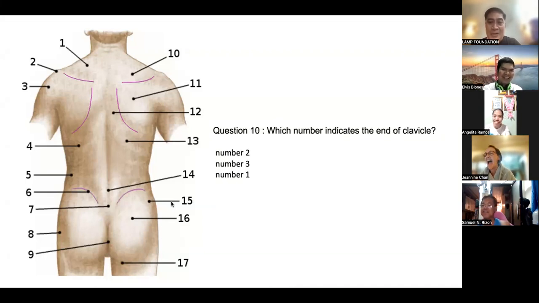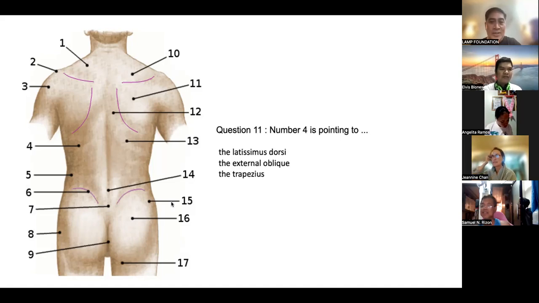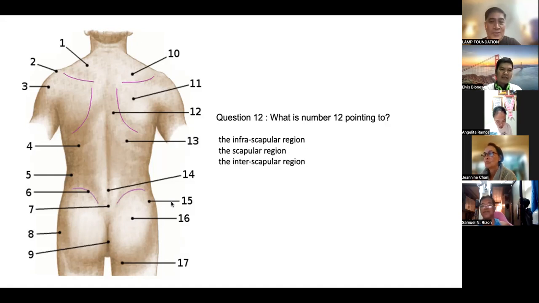Number 10, which number indicates the end of clavicle? Number 2. Okay. Number 4 is pointing to what? Latissimus dorsi. Okay. What is number 12 pointing to? Number 12 is interscapular region. Okay, in the middle, as in in between.